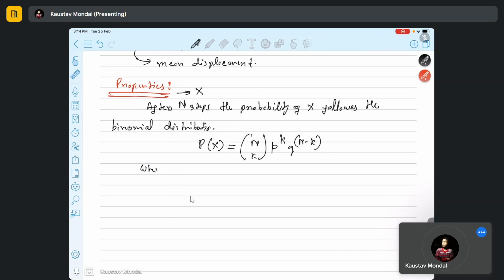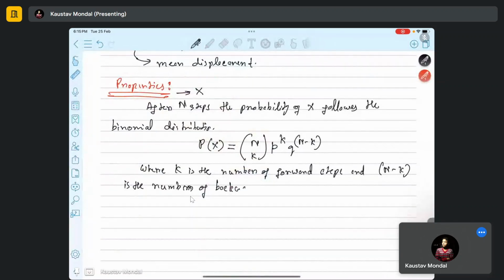Where k is the number of forward steps and n minus k is the number of backward steps.